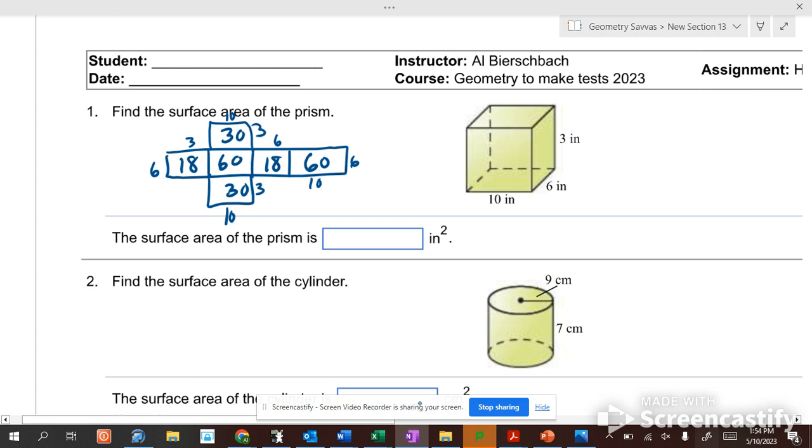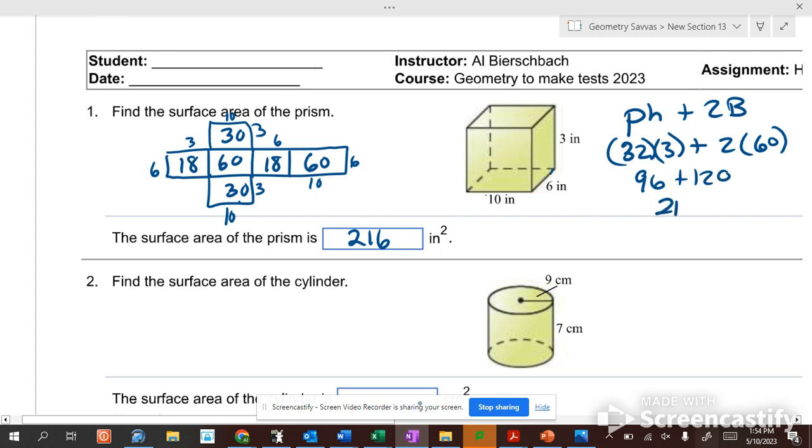Okay? So if we add all those up, 30 and 30 make 60, plus 60 and 60 make 180, plus 36 more is 216. Now, you could do it the net way, or you could take the perimeter of the base times the height plus 2 times the area of the base. The perimeter of the base is 10 plus 6 plus 10 plus 6, or 32. The height is 3, and the area of the base is 10 times 6, which is 60. So it's 96 plus 120, or again, 216.